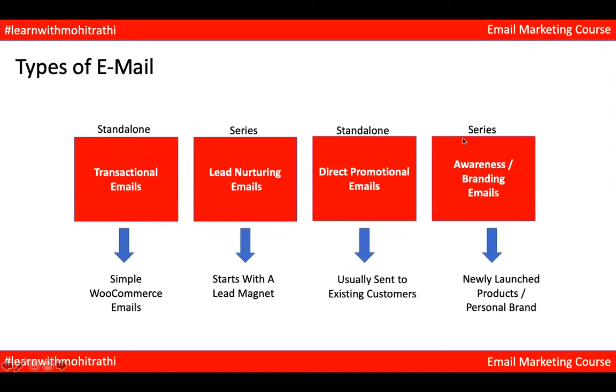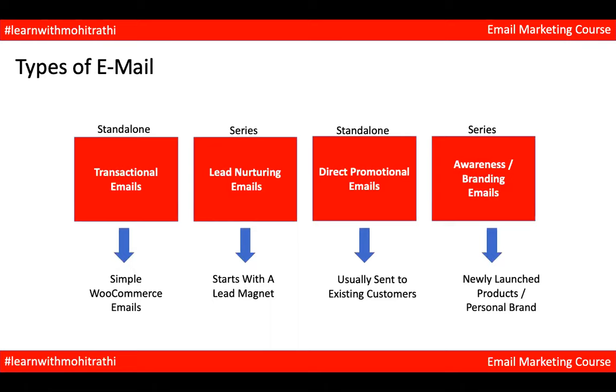Now, when we are talking about the types of emails, just understand there are two types of emails, guys. The parent category is two types of emails. One is called a standalone email. The second one is called a series email. What is a standalone email? It is nothing but a single email which is sent across. And what is a series of emails? It is nothing but email number 1, email number 2, email number 3, email number 4, email number 5. So it is a series of emails that is sent across.